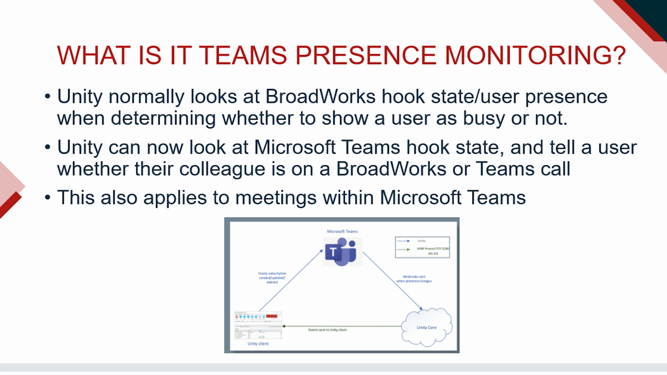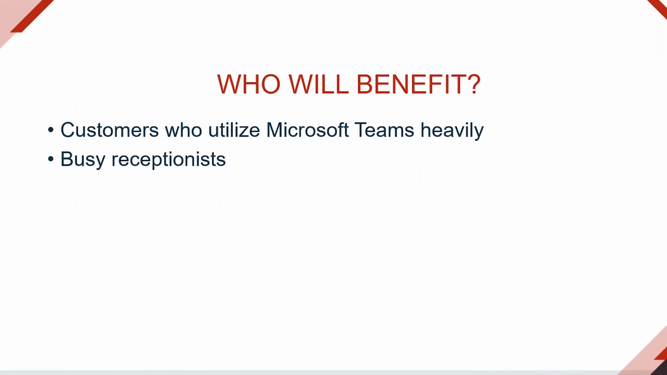So this doesn't apply to just phone calls within Microsoft Teams. This also applies to meetings within Microsoft Teams. They could be in a meeting with 15 other people, and you'll still be able to see that from within Unity with this new feature. Now, who's going to benefit from it? The long answer and the short answer is busy receptionists and customers who utilize Microsoft Teams heavily. This added functionality is admittedly going to be relatively quick to go through for one of our webinars. However, it is important and we wanted to show everyone this new feature. So without further delay, I'm going to go over to the live demo.